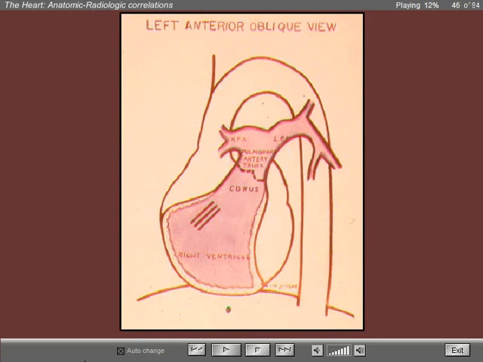This is a diagram in the left anterior oblique of the right ventricle, which is noted in the center of the heart, and the right and left branches of the pulmonary artery.